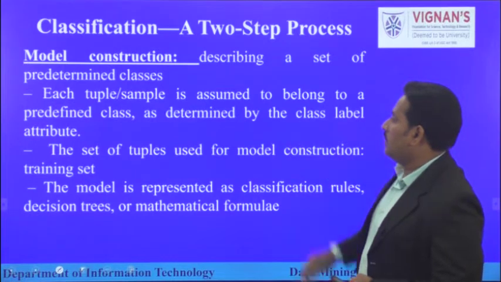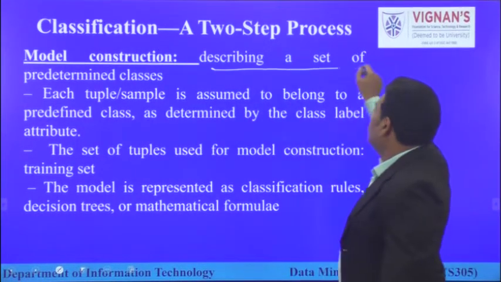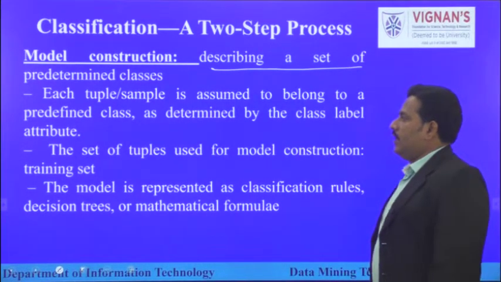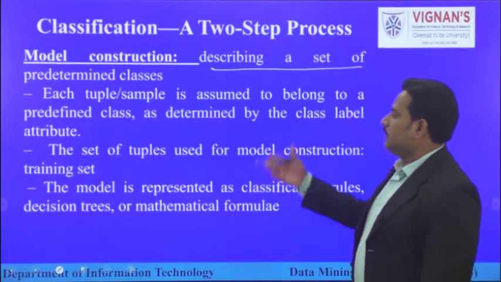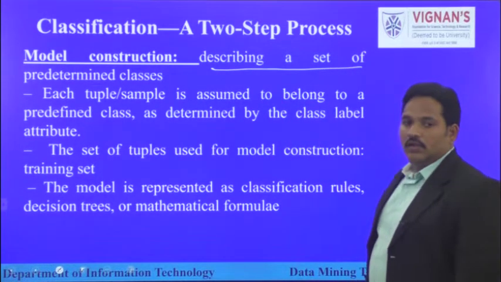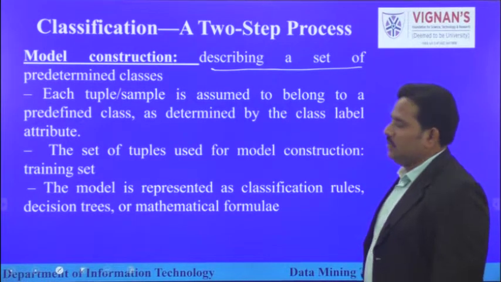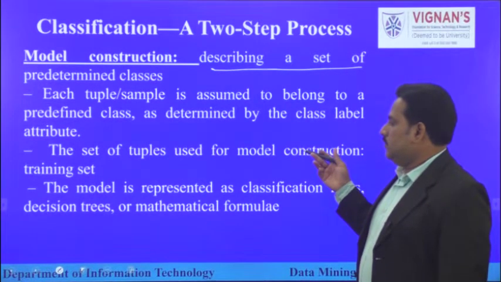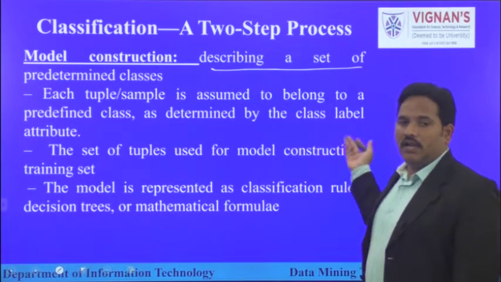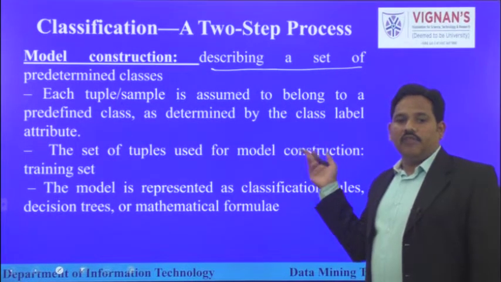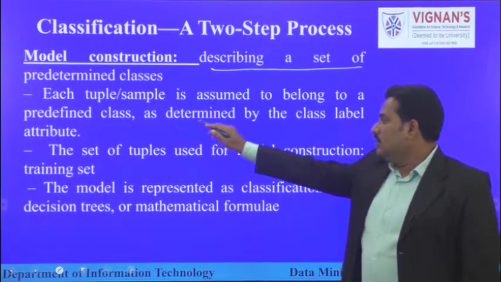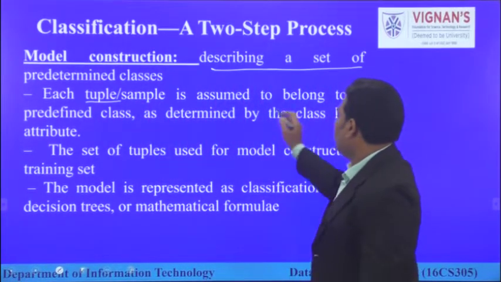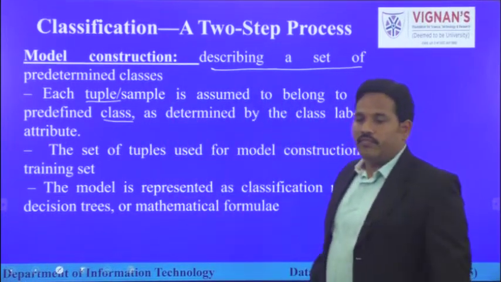Like this, here we have to construct a model describing a set of predetermined classes. That means each tuple or sample is assumed to belong to a predefined class as determined by the class label attribute. Like if the student passed in all the subjects, definitely he will have a class label pass. If he failed in one or two subjects, we will say fail. Here all marks of a student indicate a tuple. And what is a class label here? It belongs to a predefined class, meaning pass or fail.